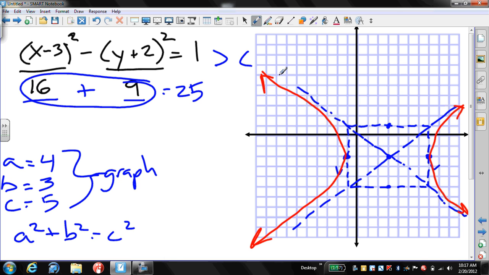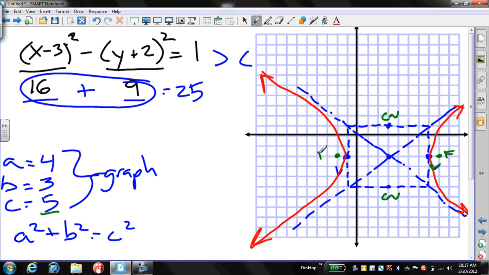Now a couple of things I want to point out. We should be able to recognize here are the vertices, and here are the co-vertices, here and here. Our foci are inside the curve, so it's our c value of 5. We're going to go over 1, 2, 3, 4, 5. There's our foci here, and there's your foci there.